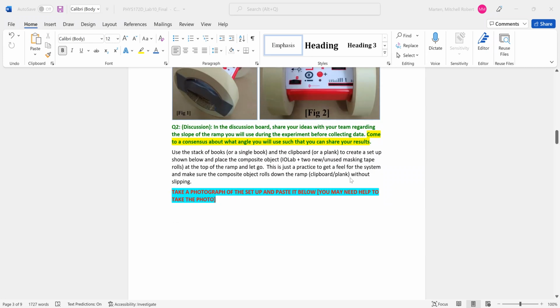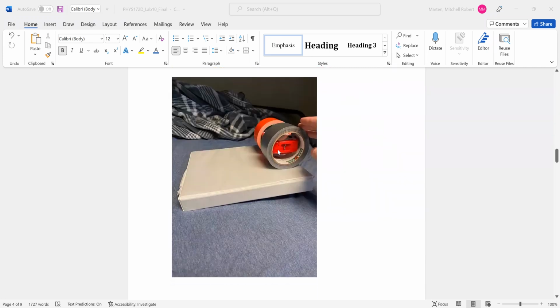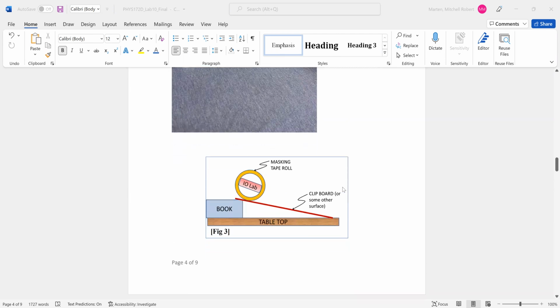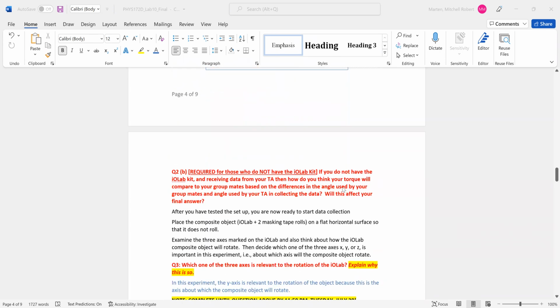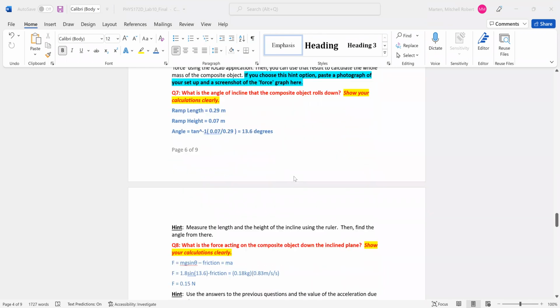Well, we'll just move on. It's not a big deal. There's my ramp and device. It's pretty sick. Next discussion question.